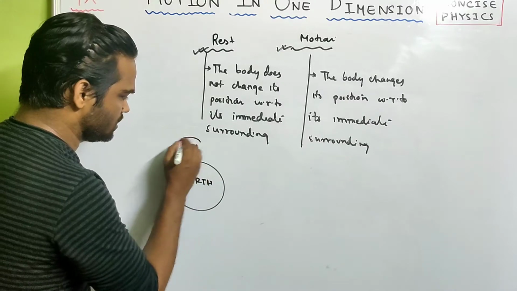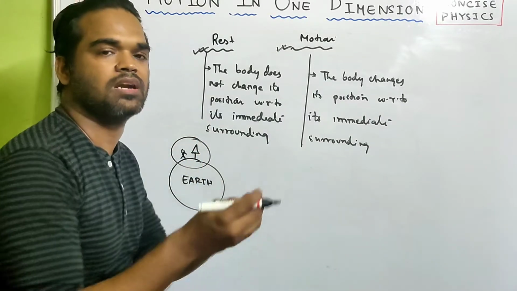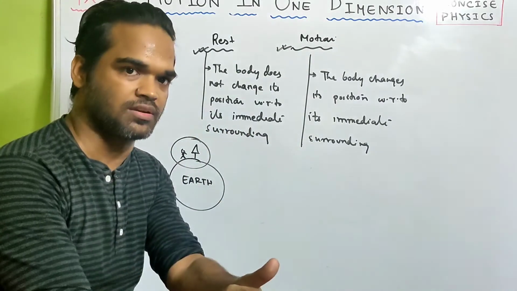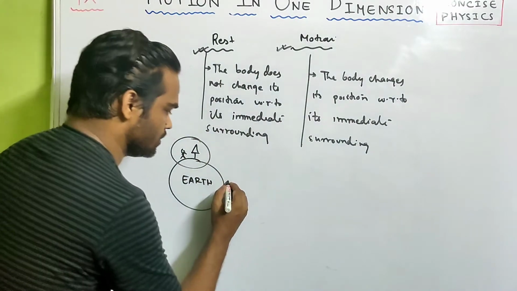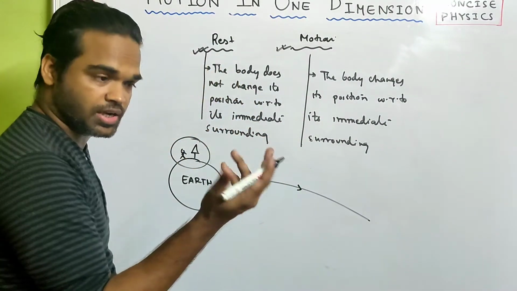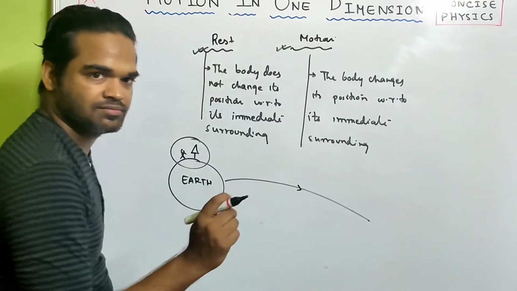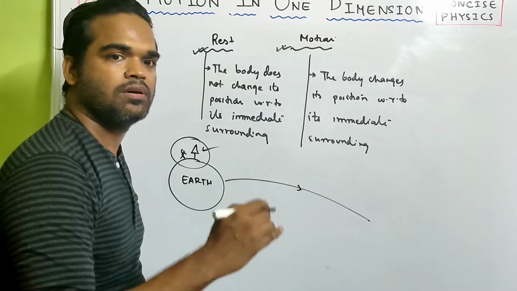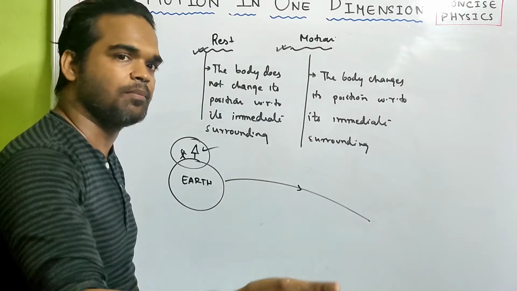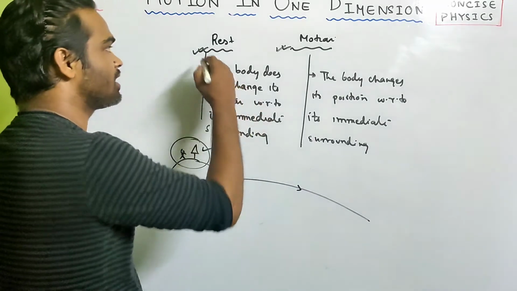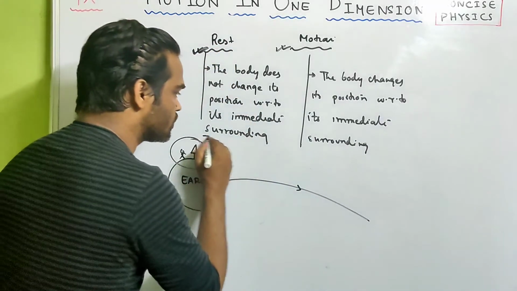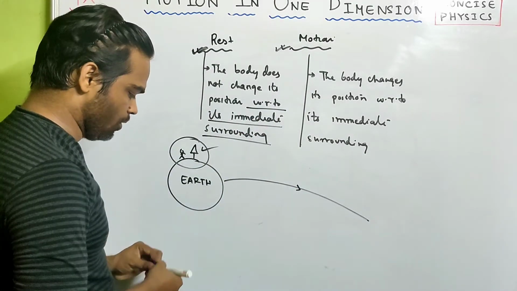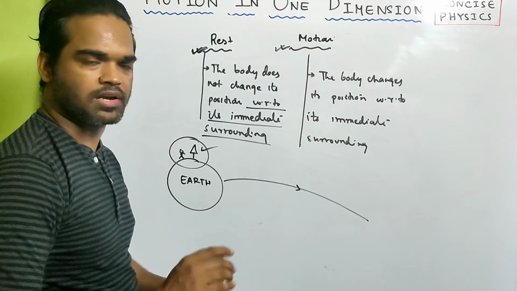So when you see this tree, you can say that the tree is at rest, because with respect to the immediate surrounding, the tree is not changing its position. But in a larger picture, the earth is rotating as well as revolving, which means the position of the earth is changing, which means definitely the position of the tree is also changing, which means the tree is at motion. But we can say that the tree is at rest with respect to the immediate surrounding. So I hope what is rest and motion is clear.